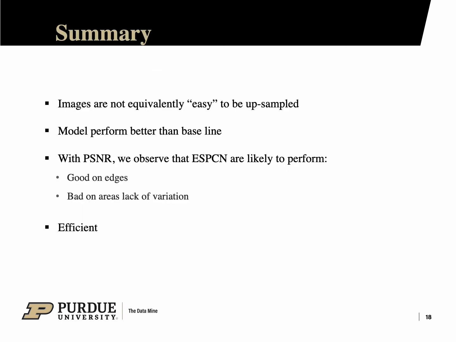So to summarize, images are not equivalent to be upsampled, while some images are easier, such as the black image. And for most of the image, model perform better than the baseline. With the comparison of PSNR, we can conclude that the model is more likely to perform better on edges and bad on area lack of variation. And ESPCN model is a more efficient way among other models.